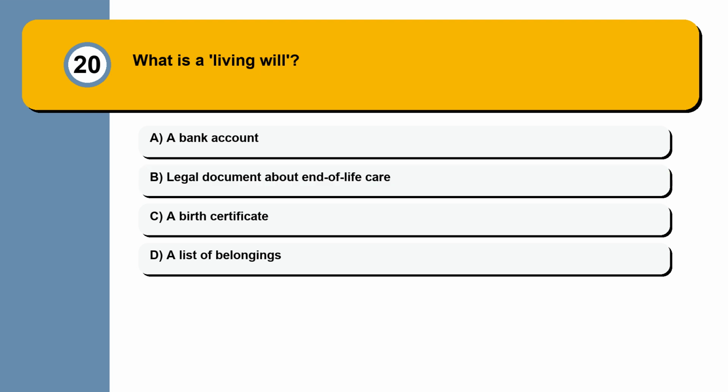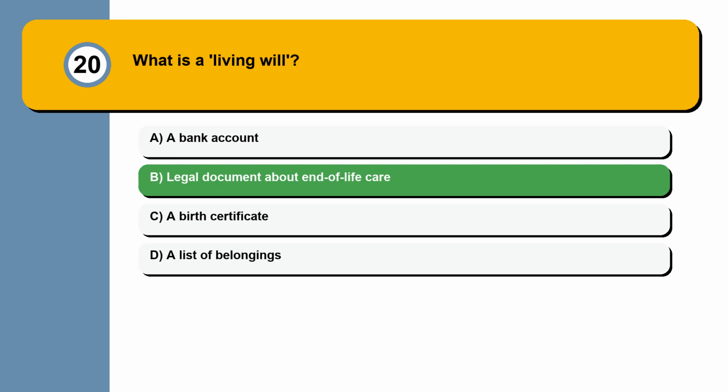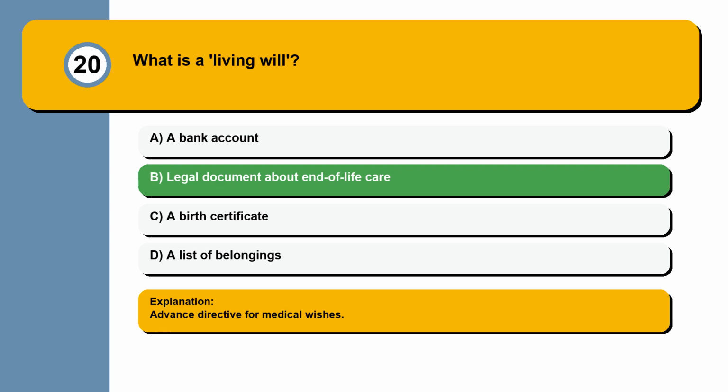Question 20. What is a living will? A bank account. A legal document about end-of-life care. A birth certificate. A list of belongings. It is an advance directive for medical wishes.